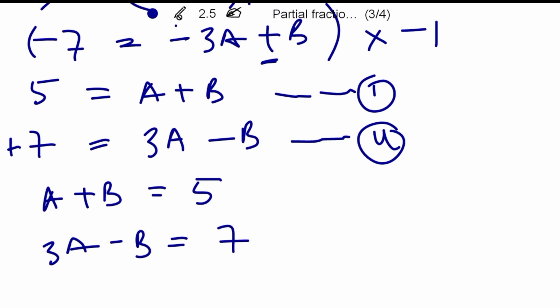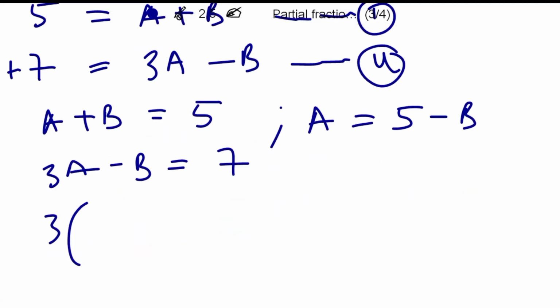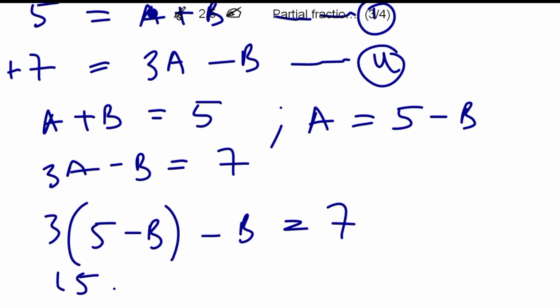Now, I want to make a the subject of the formula in this case to know the value of a. So therefore, we are having a equals 5 minus b, if we take b to the other side, so it becomes negative. So we have to substitute that into the second equation, which is 3 times 5 minus b equals 7. So 3 times 5 is 15. 3 times minus b is minus 3b. Then minus b equals 7.